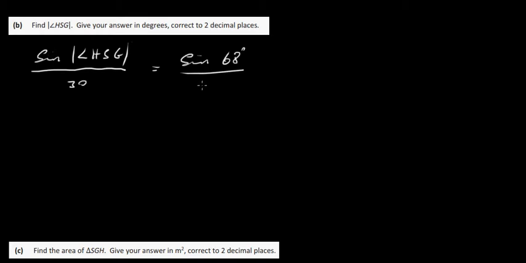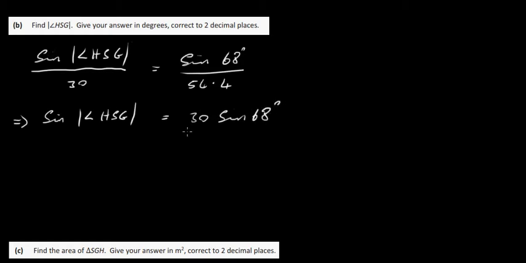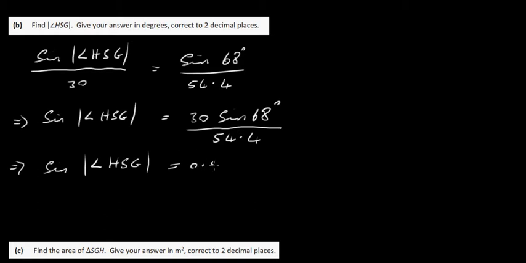Okay, so it's going to be sine of the angle HSG divided by the side opposite, which is 30, is equal to the sine of 68 degrees divided by the side opposite, which is 54.4. So you just got to manipulate this a bit and get sine of the angle HSG on its own. That'll give you 30 times sine 68 degrees, and then divide by 54.4. Now the sine of the angle HSG, when you work all of this out, you should get 0.5113146257.